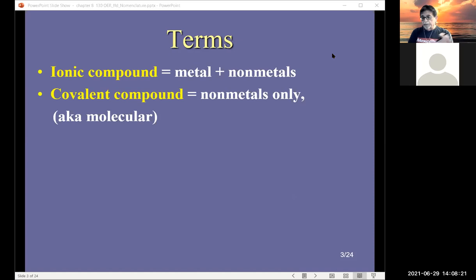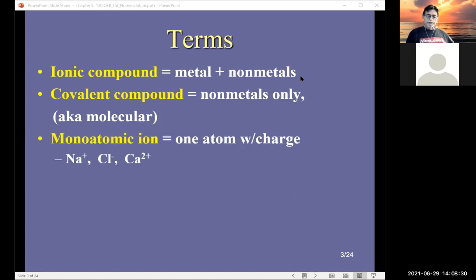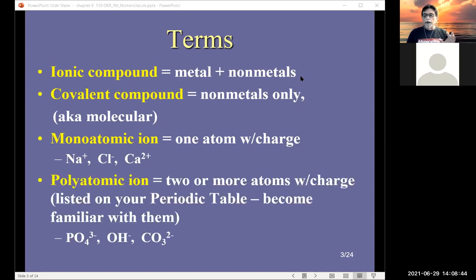Covalent compounds are made up of nothing but non-metals. Another name for them is molecular compounds. Either term is fine. Now we have monatomic ions, all the metals that are just the metal itself. You've got the sodium ion, the chloride ion, the calcium ion, okay? But we also have polyatomic ions.